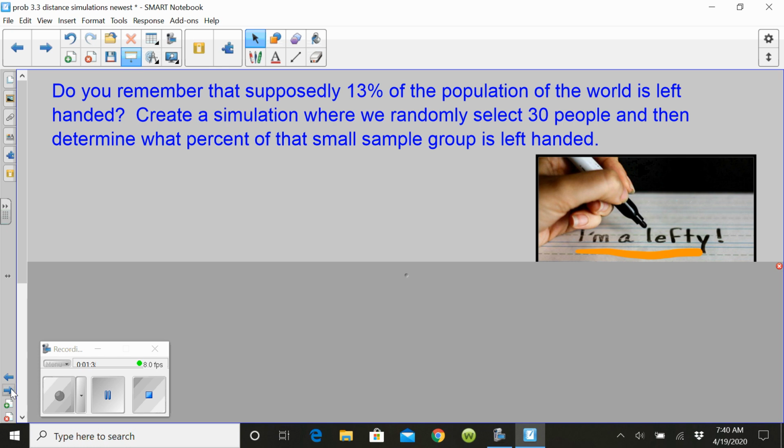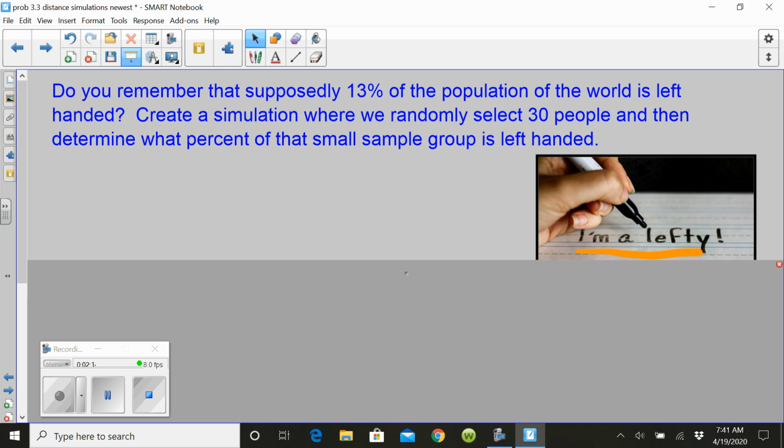So first of all, we in the past talked about a situation with left-handers, and I'm wondering if you remember that in that exercise it said 13% of the population in the world is left-handed. Well, here I want to create a simulation where it represents selecting 30 people randomly. And then out of those 30 people, I want to know whether they are left-handed or right-handed. So that's the task: simulate selection of 30 people and decide whether they're lefties or righties.